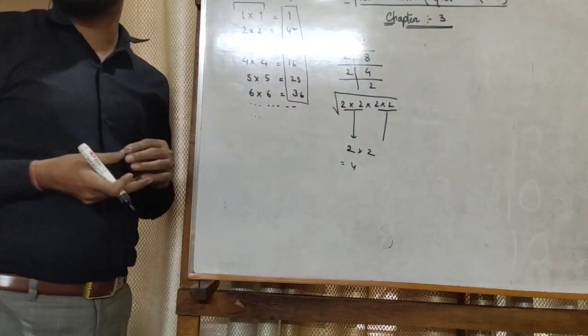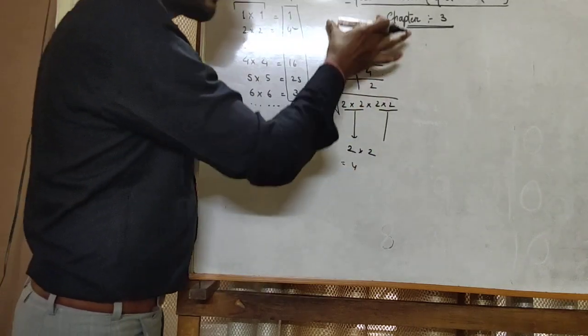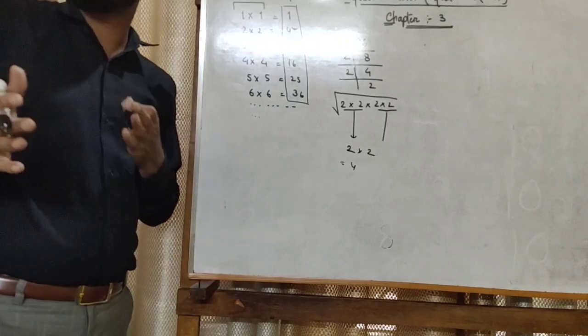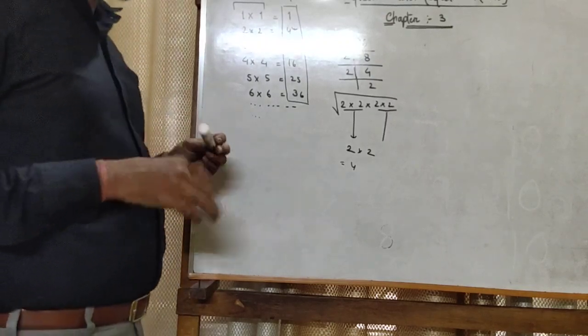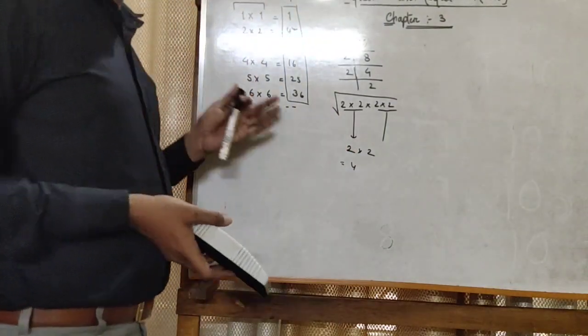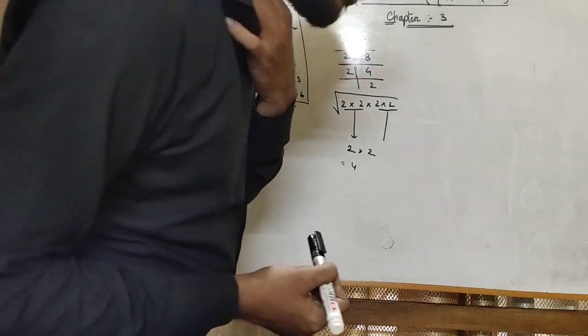Since these are small numbers, we can do it orally. But if you find it problematic in the case of large numbers, in that case you are going to find the factors, or there is a method called finding the square root by the long division method. That one also I will be teaching you. I hope whatever I have taught you till here is clear for you all.